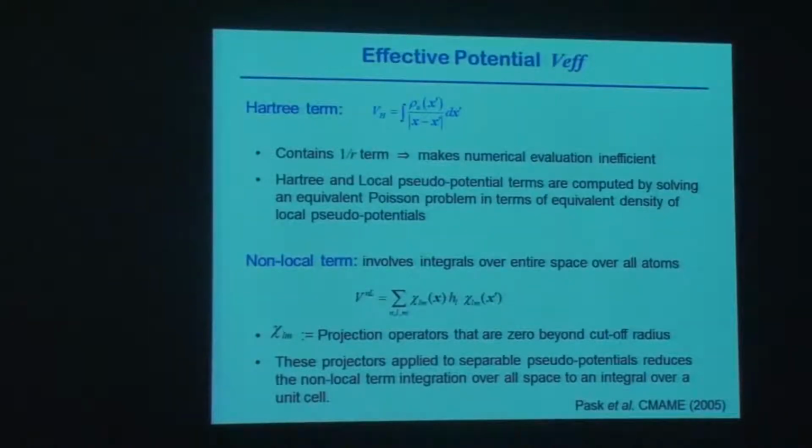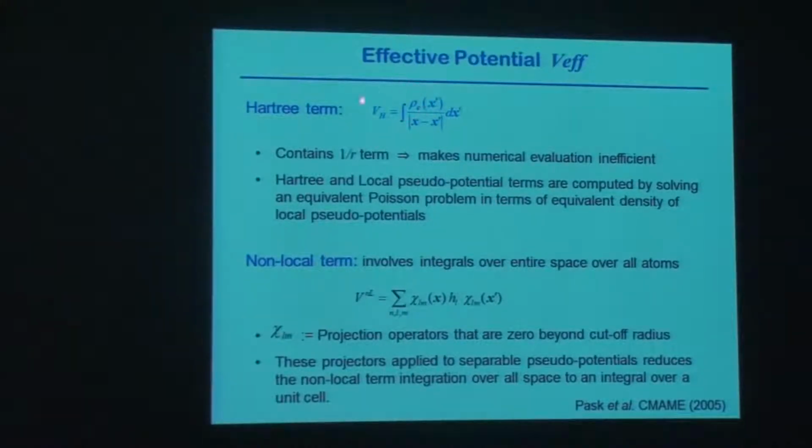As I said, the effective potential has 4 parts. Amongst them, the Hartree potential and non-local potential need special care. This Hartree potential term, where rho is the electron charge density, x minus x prime. So if you see, this has a 1 over r term, and it makes numerical evaluation of this potential computationally not very attractive. It's computationally expensive. And we see that a similar feature appears in the local pseudopotential.